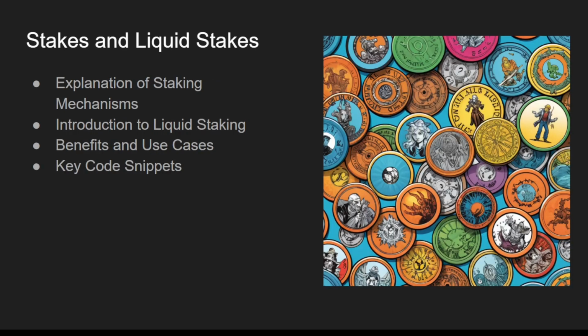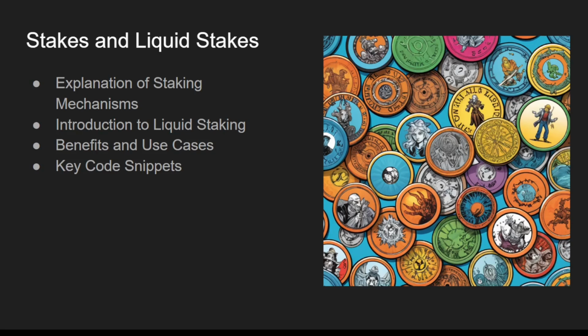In this slide, we'll dive into staking mechanisms and introduce the concept of liquid staking. Staking is the process of locking up tokens to support network operations, such as block validation or consensus. Stakers earn rewards for their contributions, typically in the form of additional tokens. Traditional staking involves locking tokens for a fixed period, during which they cannot be used for other activities.